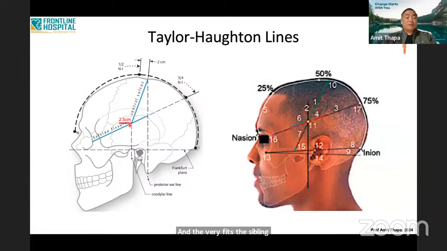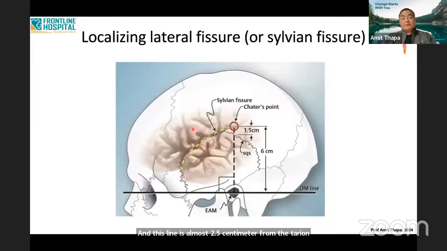Now, that point where it hits the Sylvian fissure can also be found by the condylar line, which starts from the condyle and goes up. And this line is almost 2.5 centimeters from the pterion. Now, besides this, there is a point known as Chater's point. Well, this is identified by a 6 centimeter height from the orbitomeatal line.